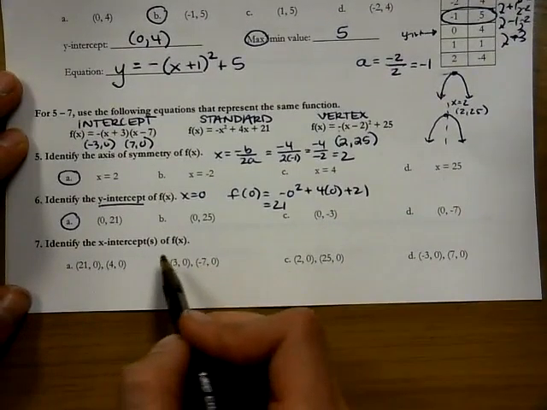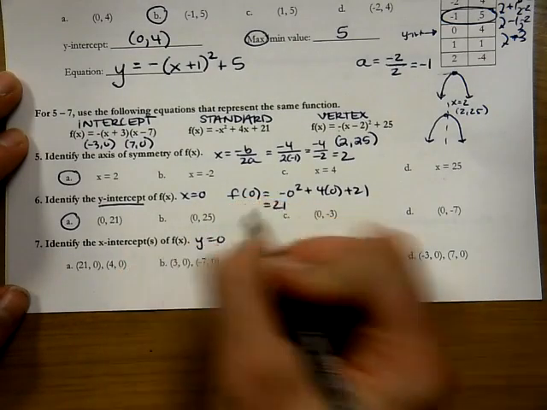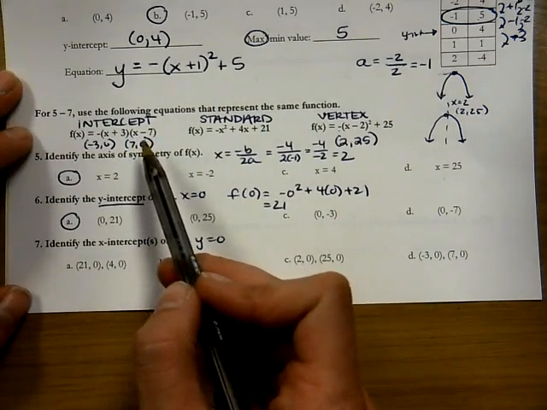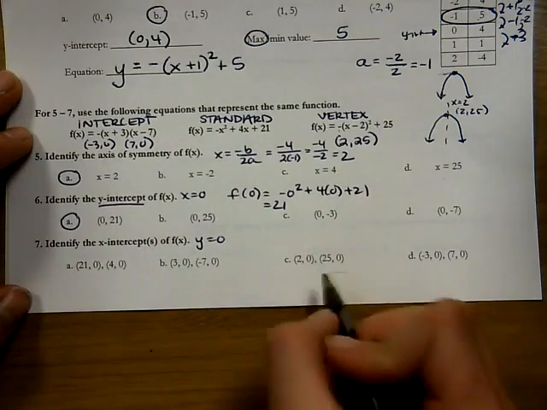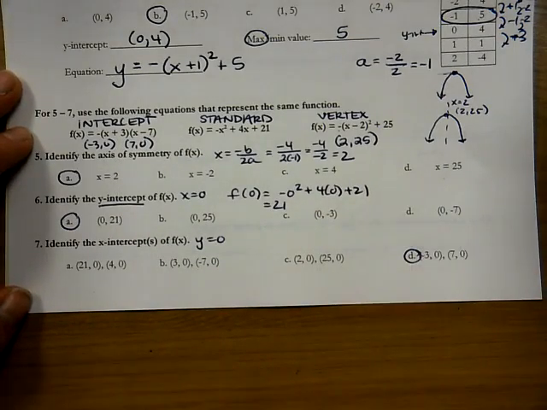And then finally, for the x-intercepts, I know that's when y equals 0. But when I look at this intercept form, I can identify them so quickly that we already identified them. Be very careful of your signs here.